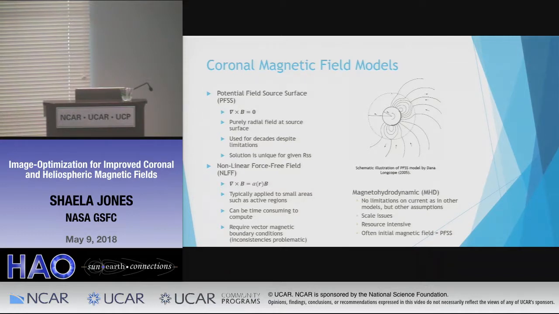And then you can go with a full MHD model, which, again, you're getting more physics, but you're having issues now with trying to resolve all of the relevant scales.